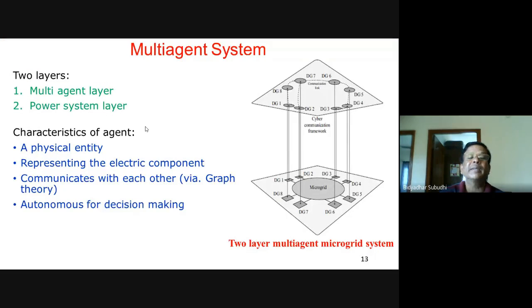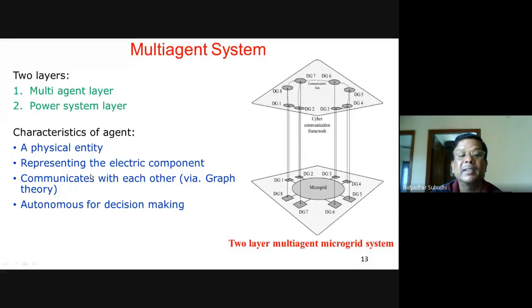We utilize this concept to design a multi-agent based control. For a microgrid, we have two layers: one is the multi-agent layer, the other is the power system layer. Let us say we have 8 distributed generating sources, and this is the microgrid, and this is the communication link you provide in the multi-agent layer.